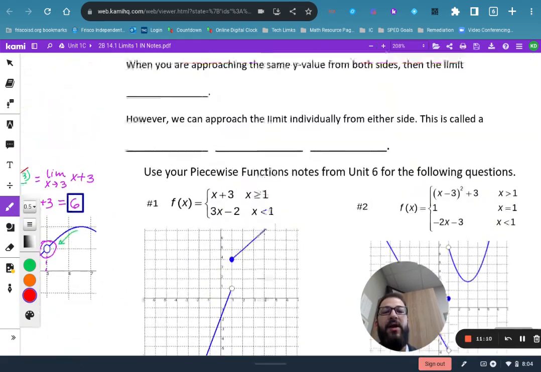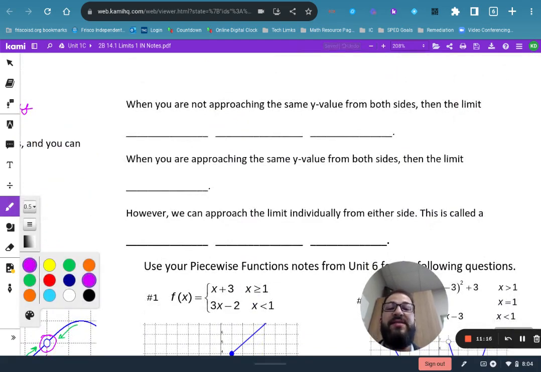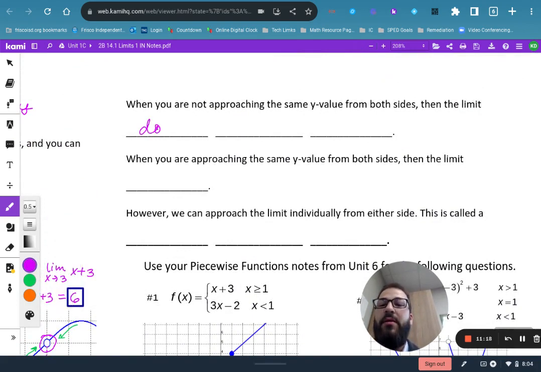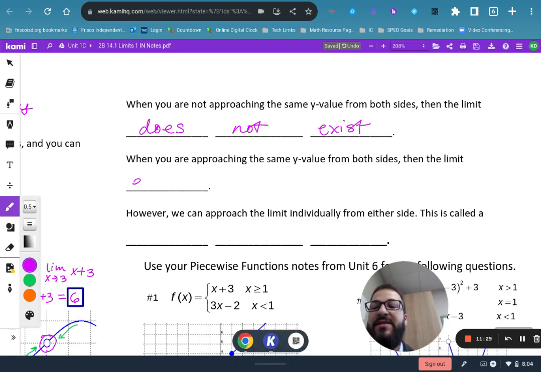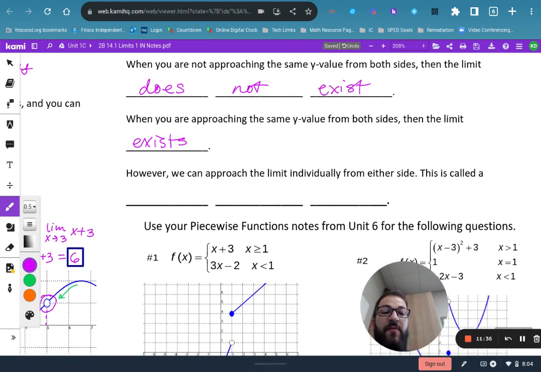So let's add some language to some of the things we discovered. When you are not approaching the same y value from both sides, then the limit does not exist. When you are approaching the same y value from both sides, then the limit exists. However, we can approach the limit individually from either side, and we call this a one-sided limit.